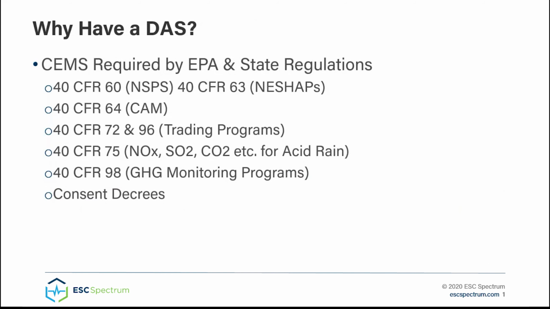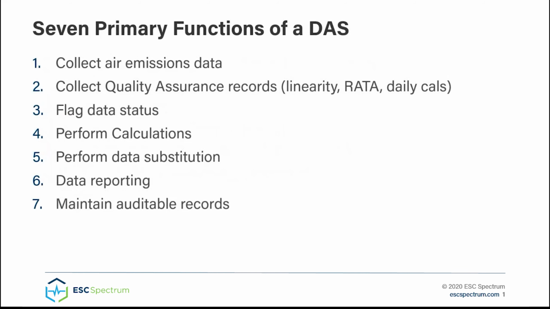There are a number of regulatory programs that require a DAS for CEMS monitoring and reporting, and depending on your industry, you may need to comply with one or more of them. Now let's look at the primary functions of a DAS. First, a DAS collects air emissions data. This data primarily comes from analyzers that measure the concentration of contaminants in air emissions that are continuously sampled from sources at a plant. Second, it collects quality assurance records.